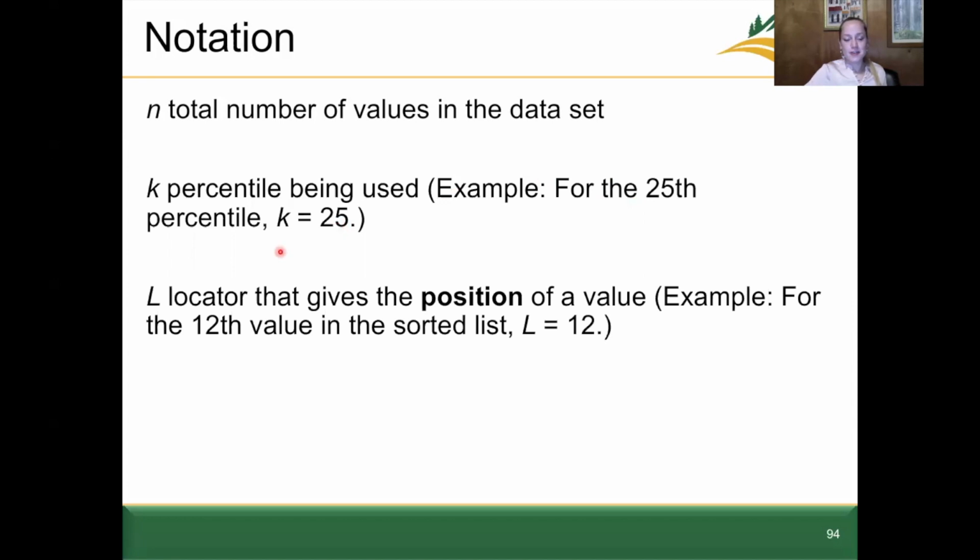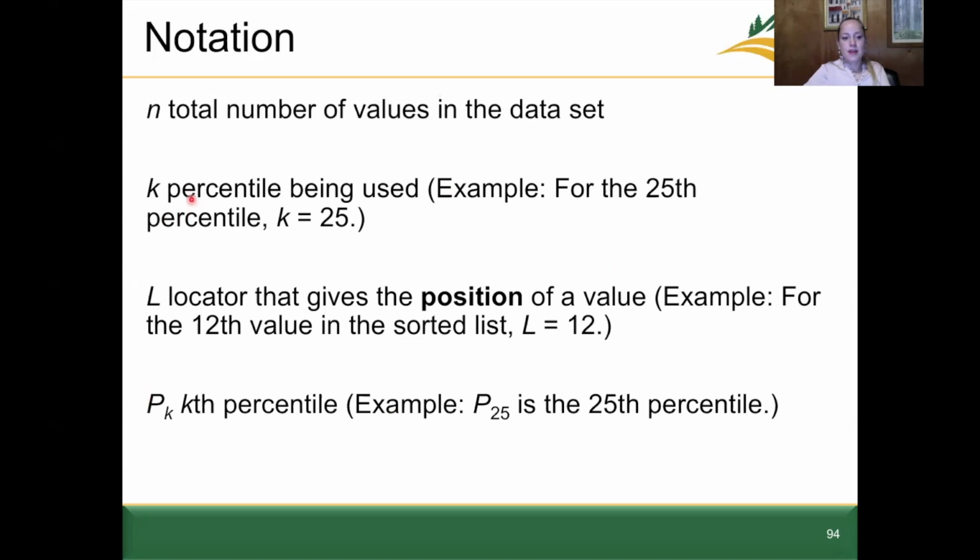Next, another new one. Uppercase L is the locator that gives the position of a value. For example, if we have that whole data table of data speeds and L is equal to 12, that means we're talking about the data value in the 12th position. It's the 12th value in that sorted list. We could count data point number 1, 2, 3, 4, 5, where data point number 1 was our lowest value in the data set. So this capital L just means the location of the data point. We'll practice doing calculations with all this notation.